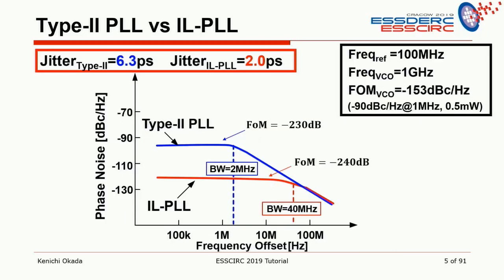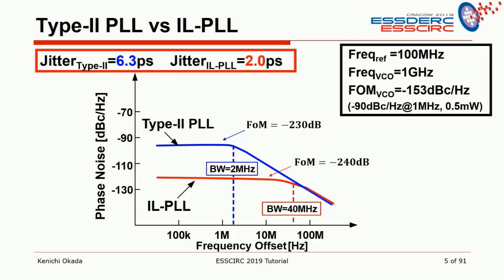Okay, this is one example. In this case, I assume the ring oscillator FOM is minus 153 dBc per hertz. It's not very good. The power consumption in this case is assumed to be 0.5 milliwatt, with the oscillation frequency and reference frequency like this. If we apply an injection lock PLL, the loop bandwidth becomes 40 megahertz, 40% of the reference frequency. The integrated phase noise, or jitter, becomes 2.0 picosecond in this case, even using a very low power ring oscillator.